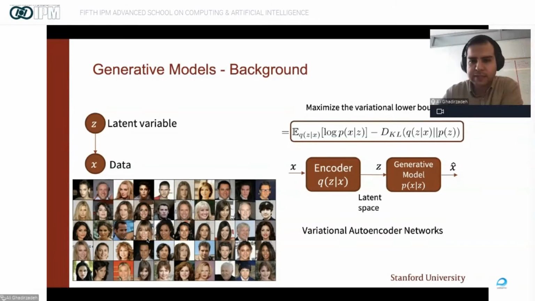This is actually the term that we got in the previous slide. Sorry if I'm a bit too fast here, because I'm just trying to give a very brief background about the concept.